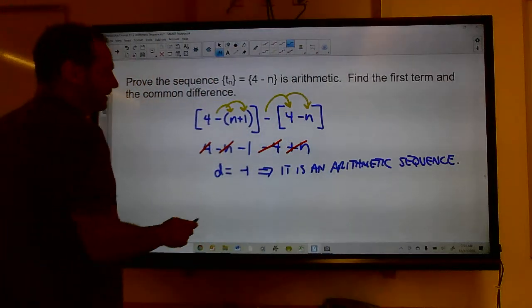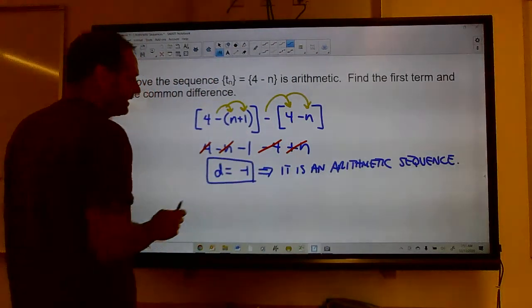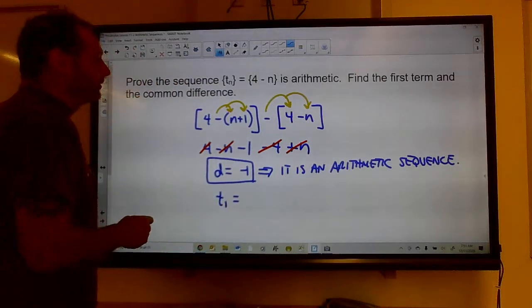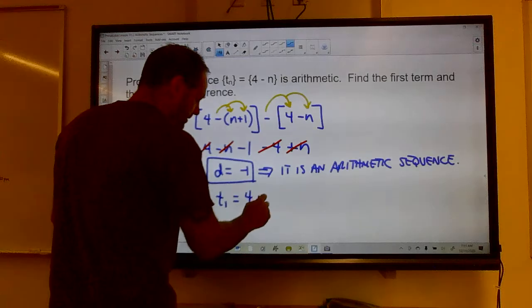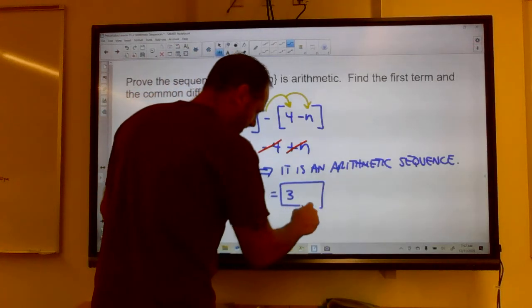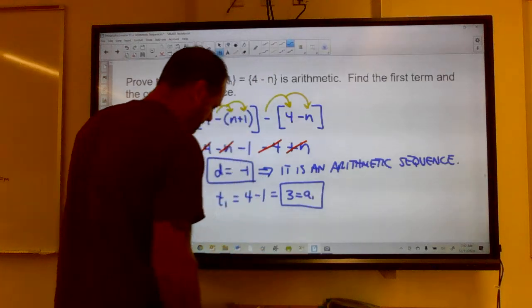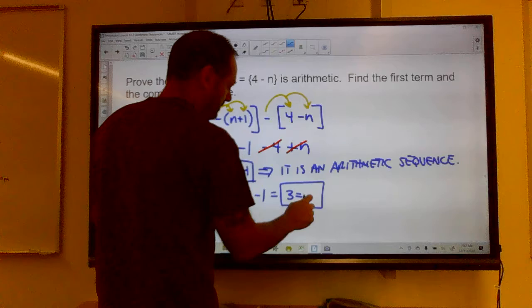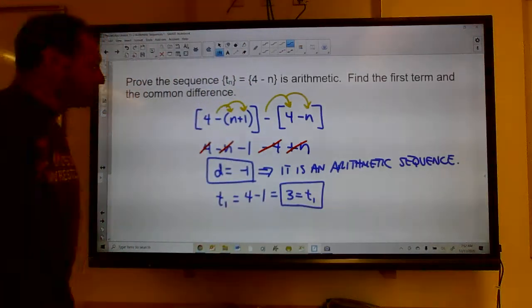Okay, and there's my d, and then my first term, so t sub 1 would be 4 minus 1, which is 3. So my first term, and sometimes we label that a sub 1. In this case it was t sub 1, so we'll just call it t sub 1. It's 3, and I'm done.